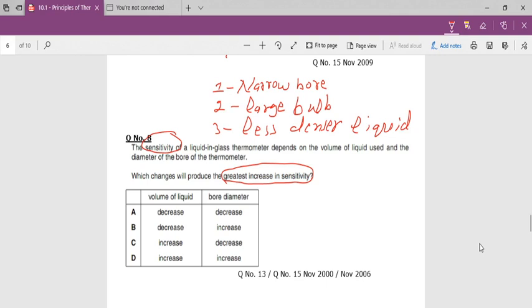So first one is volume of the liquid. Large bulb means that more mercury should be contained. So it means whether option C or option D will be required. Option A is not possible, B is not possible. Large bulb means it will contain more mercury. And bore diameter should be narrow, decreased. So this one is the option which is correct. So question number 8, option C is the valid option.